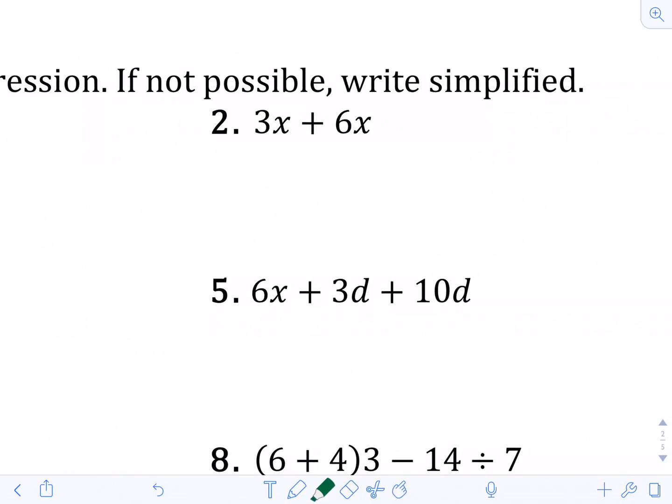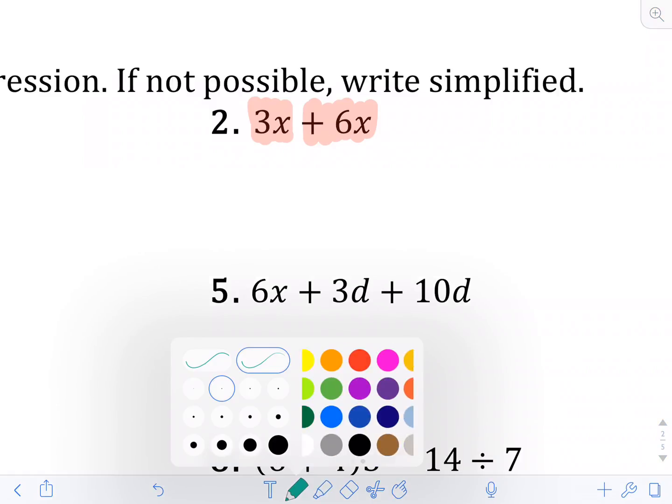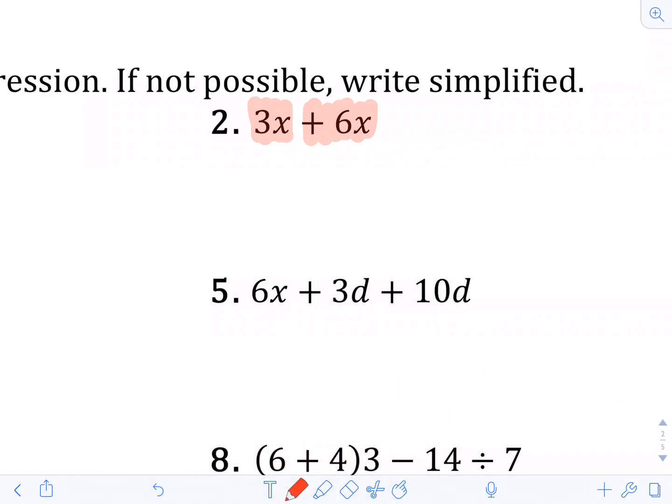Number 2, again, I'm going to highlight the variables that look alike. So here we have a 3x. Here I have a positive 6x. And those are the same variables, so I'm going to highlight them in the same color. And then we just combine like terms. You have 3x plus 6x, and that will give us 9x.